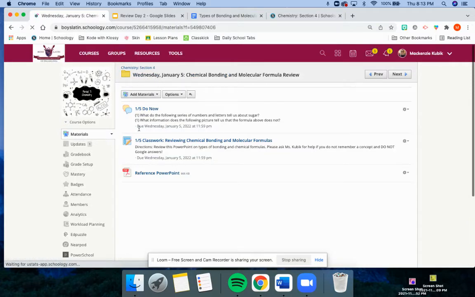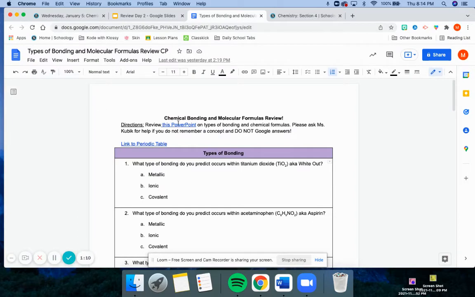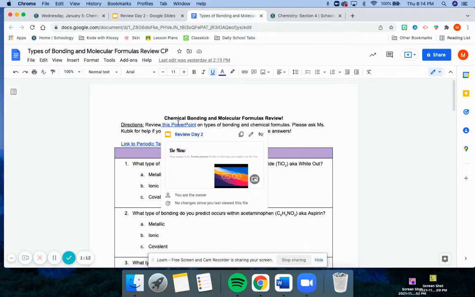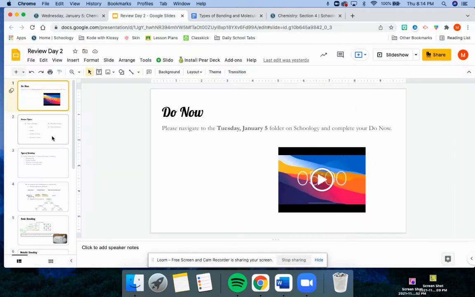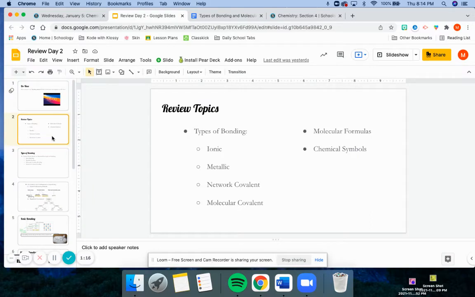And then today, we have a very similar classwork assignment as yesterday, but this is called 1-5 classwork, reviewing chemical bonding and molecular formulas. So if we open this up, just like yesterday, we have a PowerPoint that is linked at the top that has review slides on several different topics, the types of bonding that we covered right before winter break, molecular formulas, and chemical symbols.